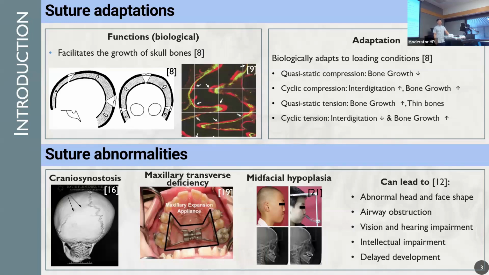receiving a soccer ball on the head caused higher complexity in the suture. I don't know. Didn't really find any study like that. That might be a funny one. Thank you.